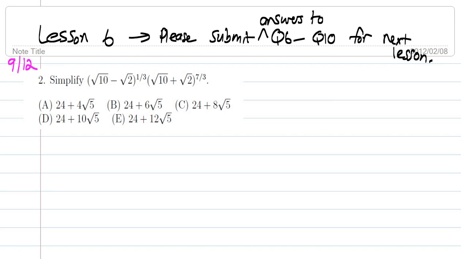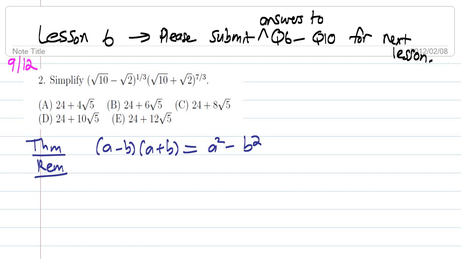All right. So let's start with problem 2. I got 12 submissions, 9 people got it right, and I hope they solved it without a calculator. Now looking at this problem, this should remind you of the theorem that (a minus b) times (a plus b) is equal to a squared minus b squared. Now, looking at the exponents, are the exponents the same?